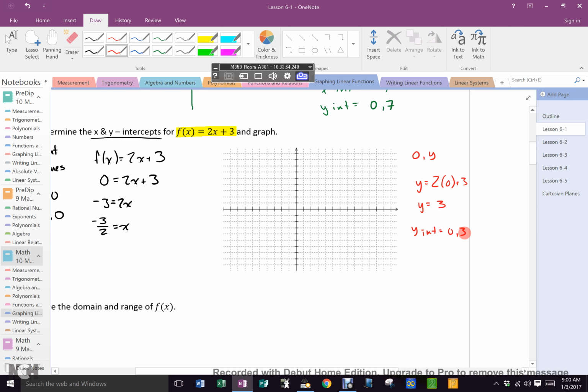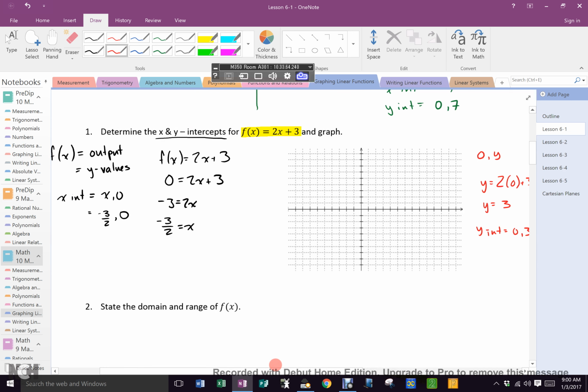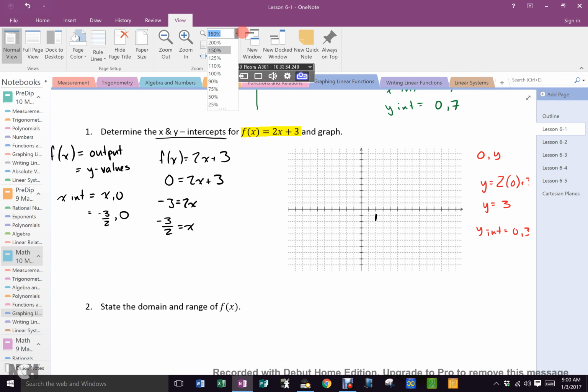Now I'm going to graph it. Okay? Now, do I have 2 points? I do, but one of them's a fraction, correct? So how do I deal with that? This is what I do. Instead of this being 1, I make this 1. Now I can do halves, can't I? Does everybody see what I did there? I'll zoom in a bunch so you can see.